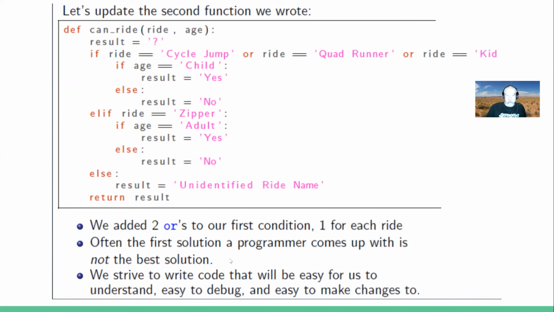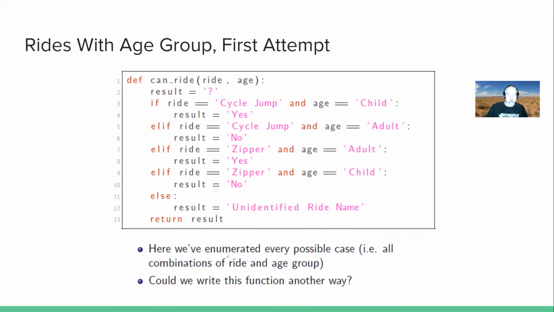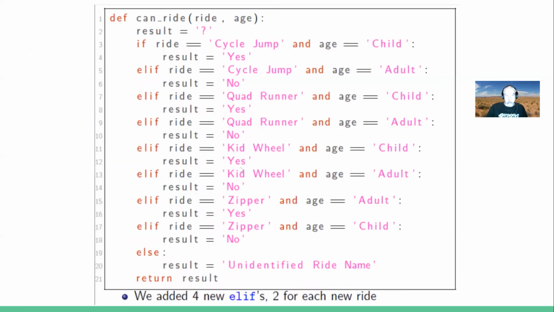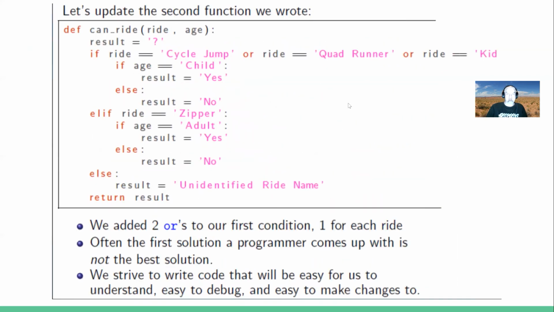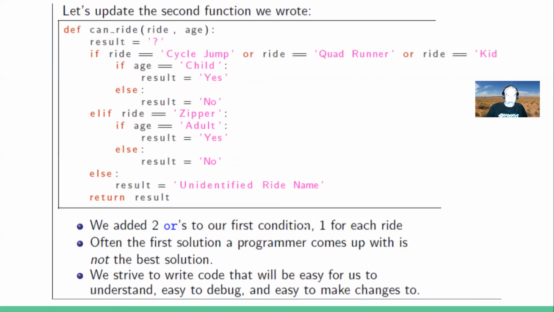Like I mentioned, often the first solution a programmer comes up with is not the best solution. Oftentimes we write a code. Writing this code when you only have 2 rides and 2 ages, that's not so bad. It's fine. But then you start adding on stuff like more rides and things get more complicated. And then this starts looking super messy. And you're like, oh, shoot, I shouldn't have done that. Let me build that in a smarter, tidier kind of way, right?